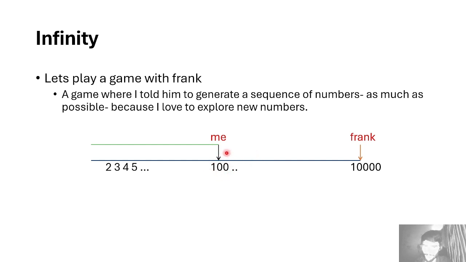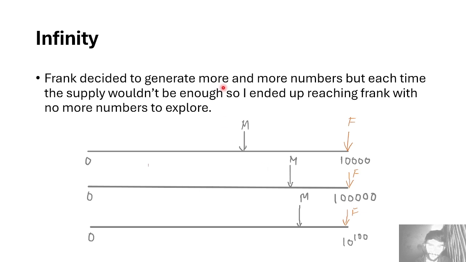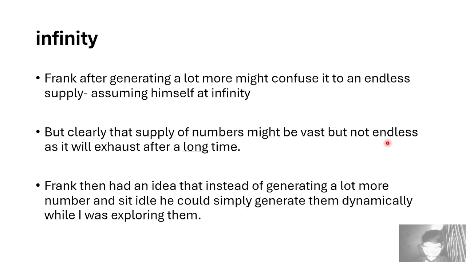Now, eventually I will reach Frank, and clearly I will be sad because there will be no number for me to explore, right? Now Frank could generate more and more numbers, but each time the supply won't be enough, and I would end up reaching Frank with no more numbers to explore. So it doesn't matter how much Frank generates, how big the number is. Eventually, I will end up exploring all of them and reach Frank.